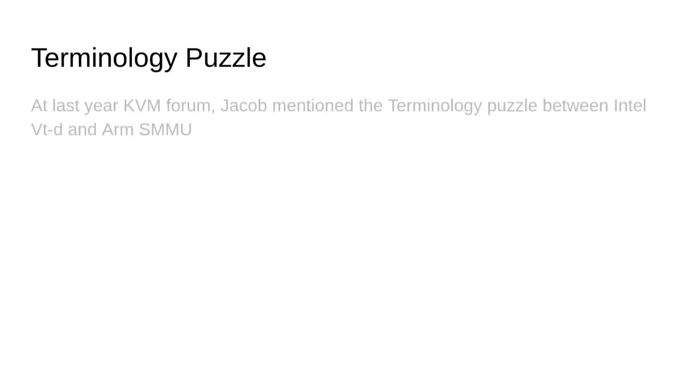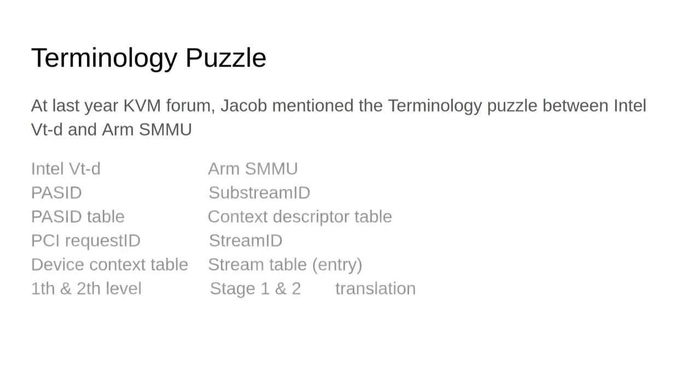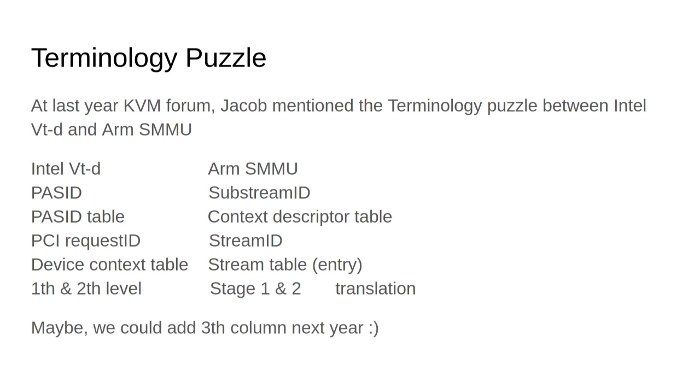There is a lot of terminology puzzle. Last year at KVM Forum, Jacob mentioned the terminology puzzle between Intel VT-d and SMMU, and you will see a lot of terminology with duplicate names for the same concept: PASID, PASID table, context descriptor table, PCI request ID, stream ID, device context table, stream table, first level, second level, and stage one, stage two. That confused me for a long time. And maybe we could add a third column next year for RISC-V.